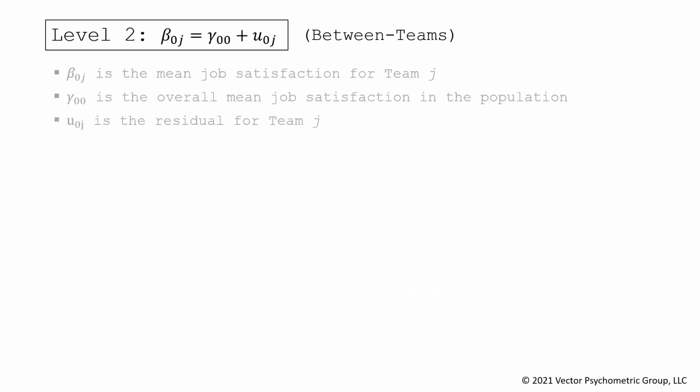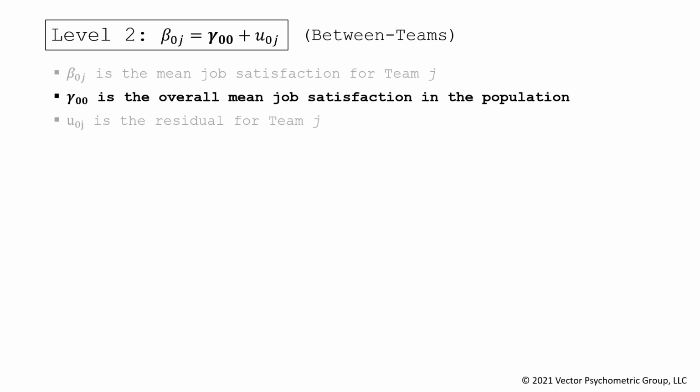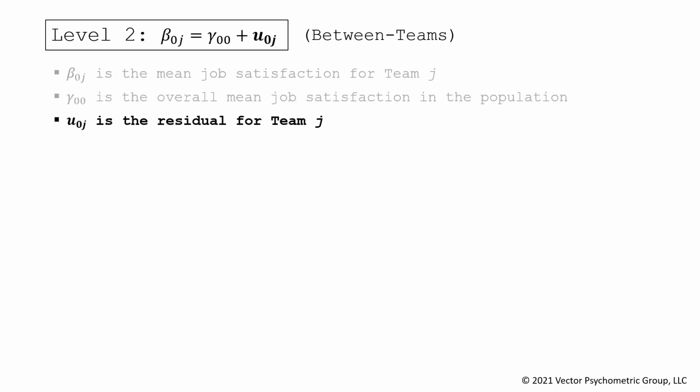Moving on to the level 2 between team equation, we can see that beta 0J, the random intercept, which represents team J's mean job satisfaction, equals the overall mean job satisfaction in the population, denoted as gamma 00, plus the residual for team J, labeled as U0J.